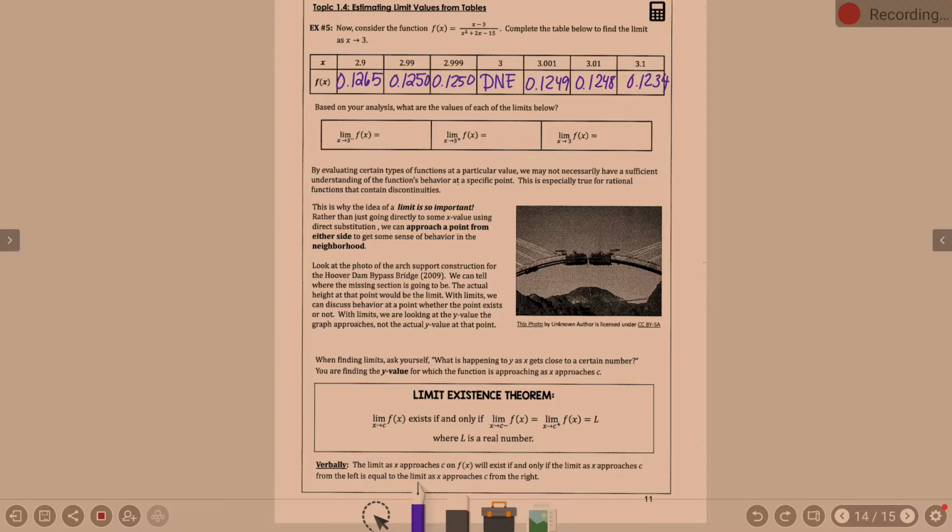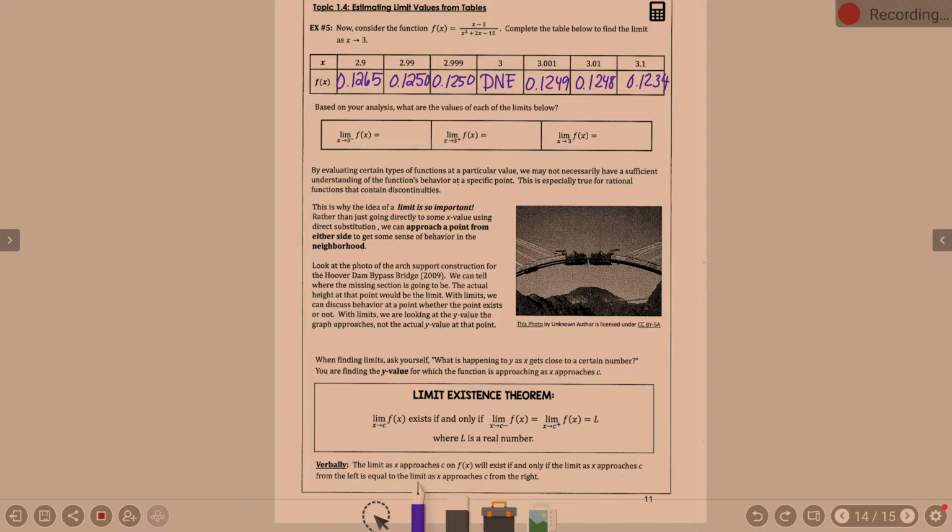Okay. You magically, in like 2 seconds, completed the table by filling all that in your calculator, right? Okay. I'm trusting you know how to use the calculator. We've done a lot with the calculator, so I feel like that's easy. Now, we're trying to find the limit as x approaches 3. So, based on our analysis, what are the values of each of the limits below? So, this is asking, as x approaches 3 from the left.